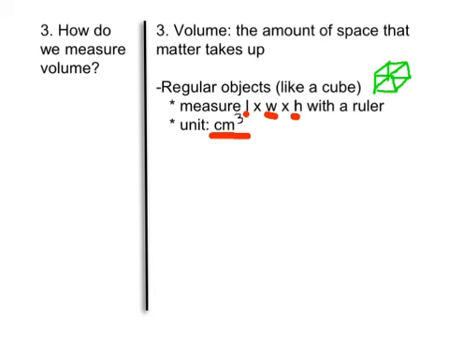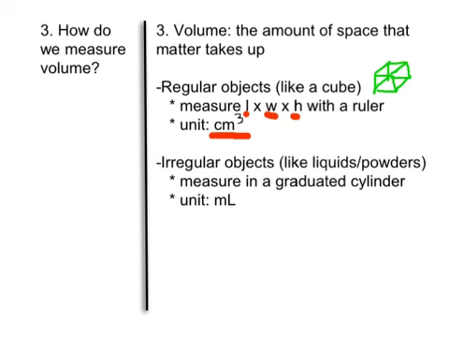Now we're going to take a look at irregular objects like liquids or powders or something that's not a measurable shape. Okay, so for irregular objects like liquids or powders, you're going to measure in a graduated cylinder. Okay, so this is stuff that can take the form of the cylinder or the container they're in. We're going to measure in a graduated cylinder, and when we do that, usually our unit is going to be the milliliter.